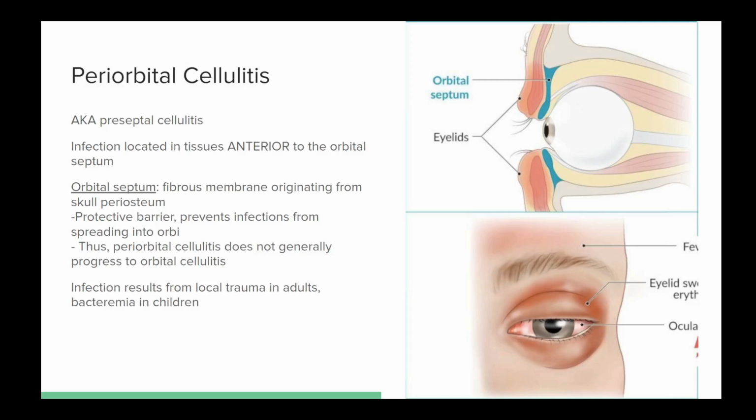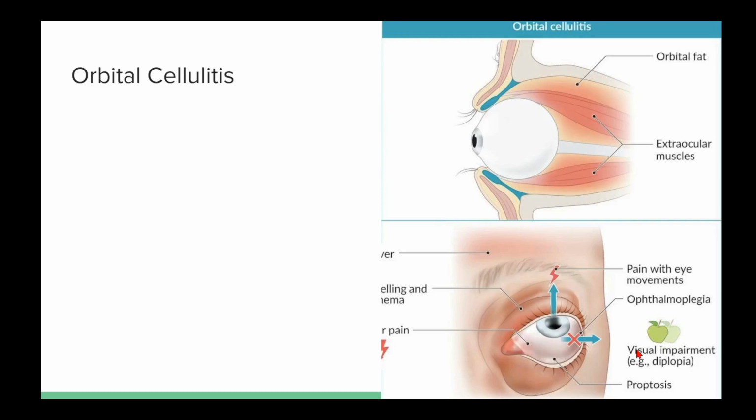Thus, periorbital cellulitis does not generally progress into orbital cellulitis. An infection results from local trauma in adults. In kids, they have bacteremia. So either one of those can cause it. And then on the illustration here, just to review this again, you see the orbital septum here, and then here are some of the symptoms of periorbital cellulitis, right? The upper and lower lids are swollen, the eye might be a little bit red, but extraocular motion and all the other things you think of with orbital cellulitis should not be present because this is an extraorbital or preseptal form of infection.